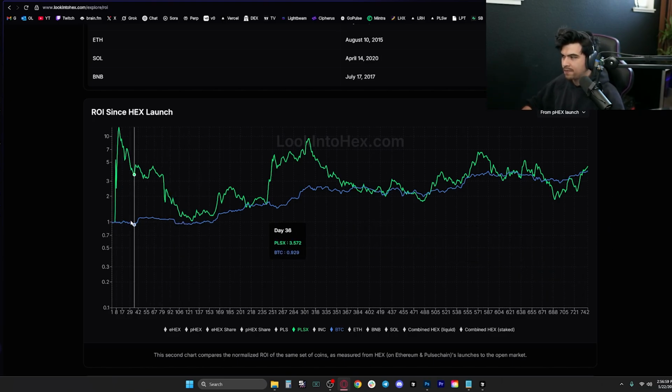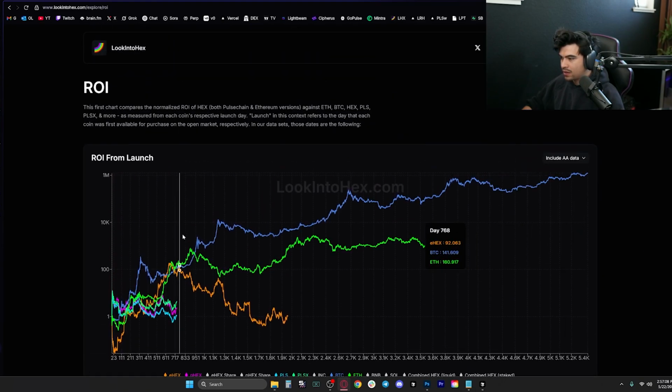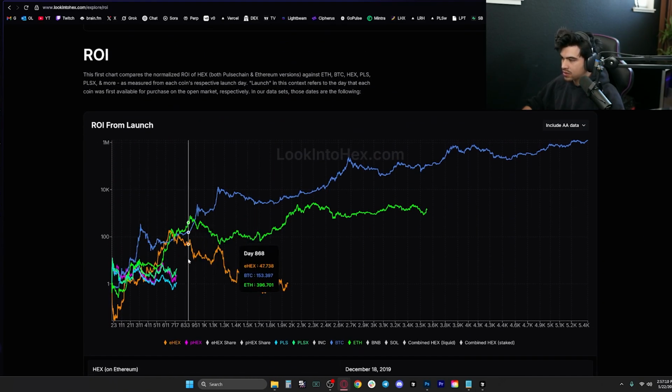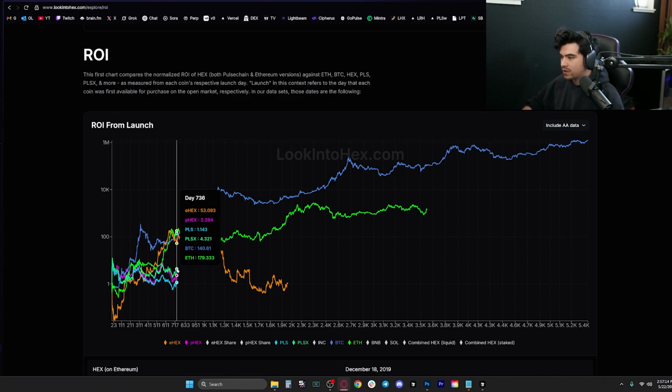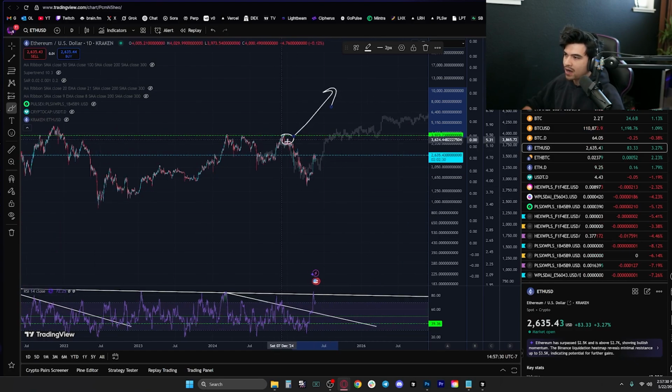I think this is a very, very interesting chart. And again, you can see it at lookinghex.com. Just click on the ROI tab, scroll down a bit. So let's just go back up to ROI from launch because I think this one is a little more interesting. And again, it just tells us that we might need to wait a bit if we do want to see that legendary run. And again, once we look at Ethereum, we can tell that if we had a run up from here and made new all-time highs on Ethereum, well then perhaps we could have seen what we saw last cycle. But again, this cycle has been offset by time a bit.